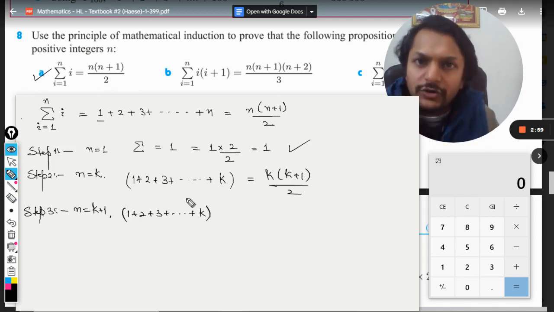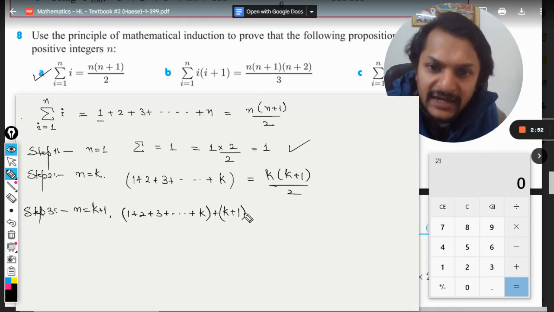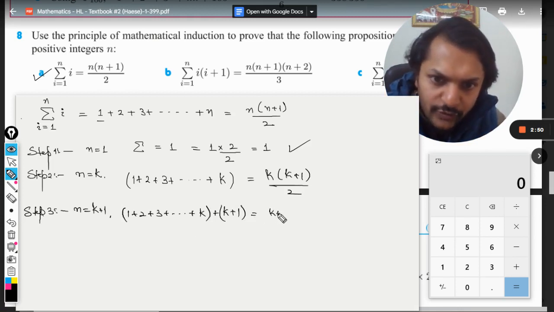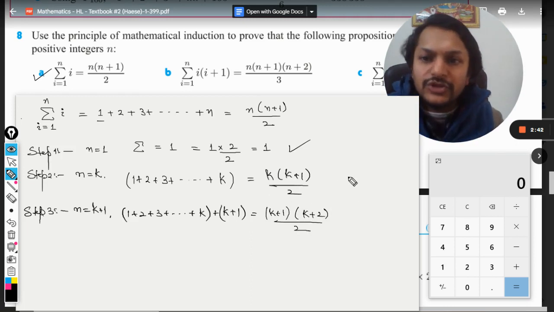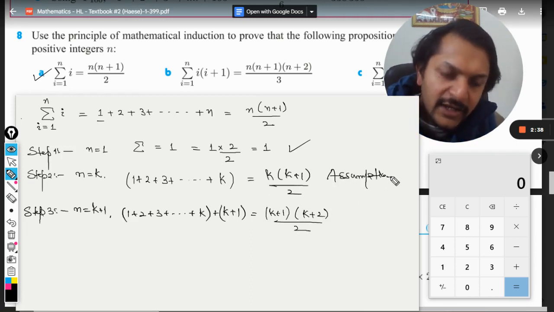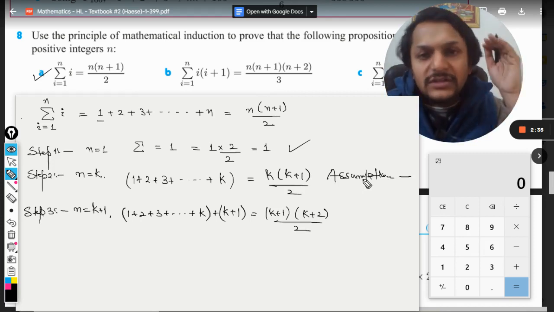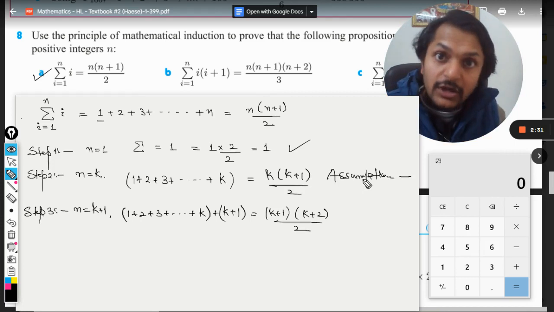We are anyways going to take up to k, but we are taking one more term, that is k plus 1. It is the next term that is here, and we need to prove that this is coming out to be equal to, I substituted k plus 1 here. Yes. So this is our proposal. This is the assumption that we have taken, and if this is true, step number 3 should come out to be true.